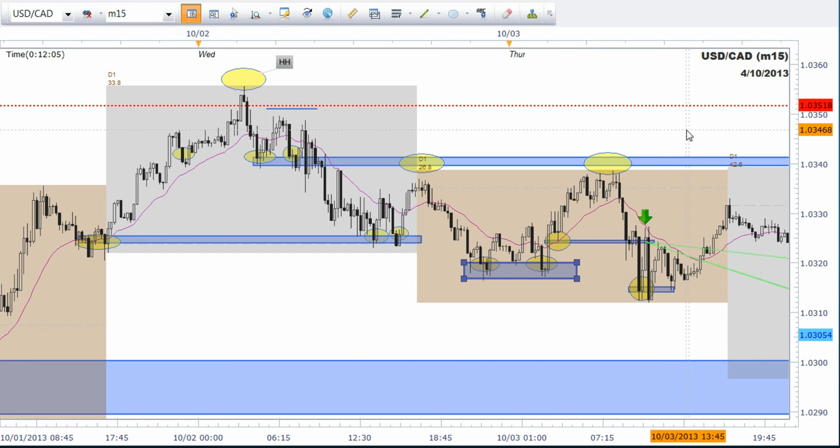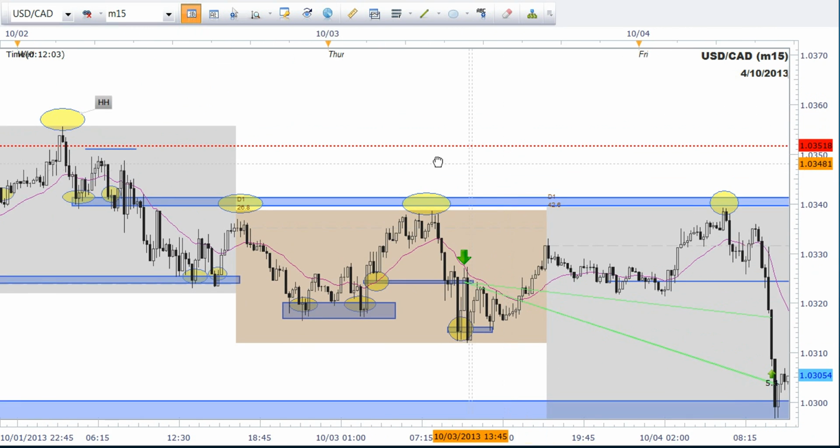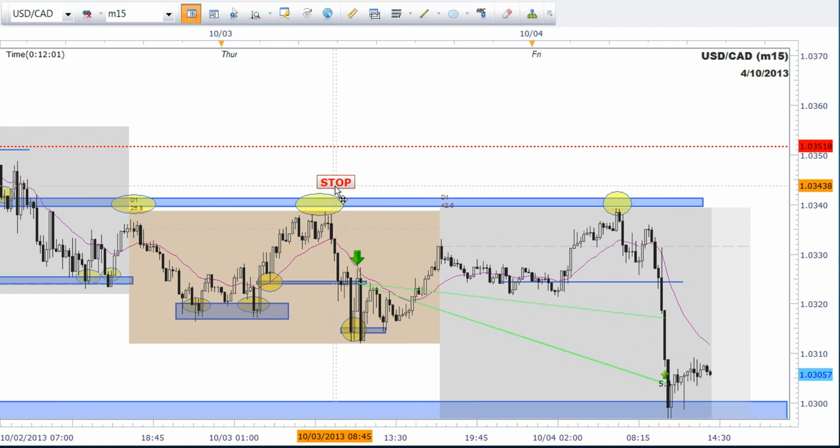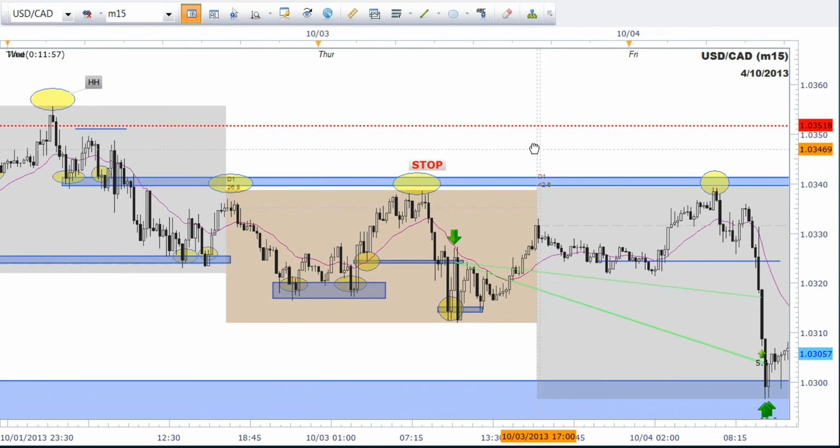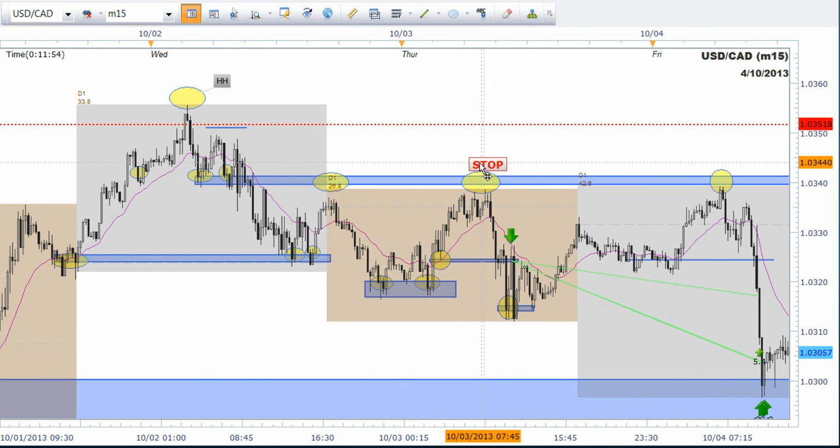So I took a trade and I had my stops above this level, this identified resistance level here.